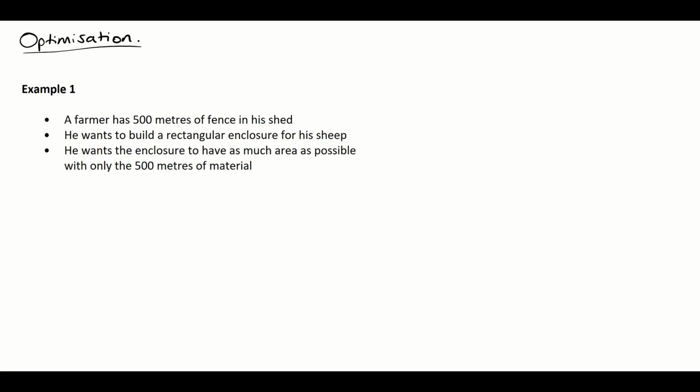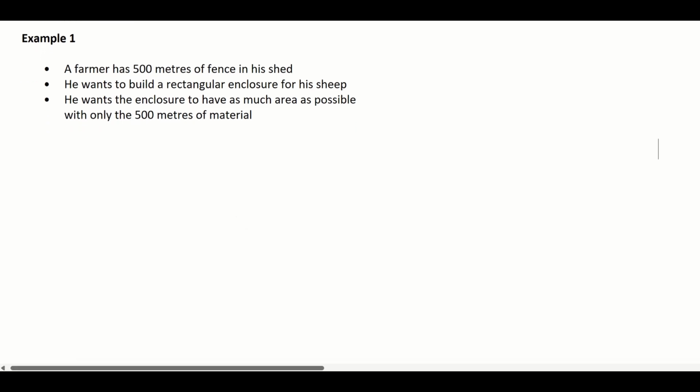So optimisation is where we take our differentiation skills and we apply them in real life practical problems. For example here, we have a farmer who has 500 metres of fence in his shed and he wants to build a rectangular enclosure for his sheep. And he wants the enclosure to have as much area as possible, theoretically, to maximise the number of sheep which he can pack into that enclosure.